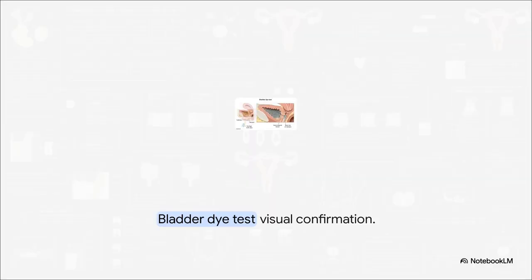So how do we confirm it? The preferred diagnostic test for a vesicovaginal fistula is the bladder dye test. You instill a blue dye directly into the bladder using a catheter, and then place a standard tampon into the vagina. If that dye leaks through the anterior vaginal wall and stains the tampon blue, boom, you have definitive visual confirmation of the fistula tract. Cystourethroscopy can also be used to evaluate the exact size and location of the defect.